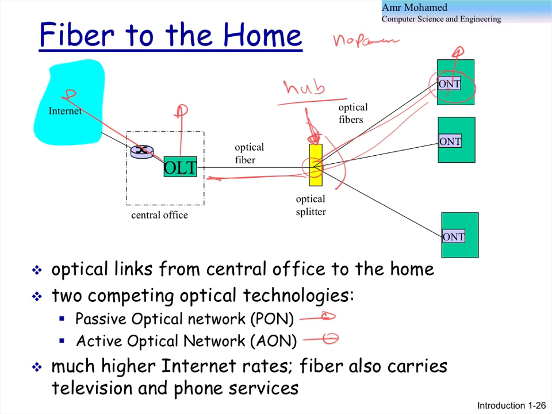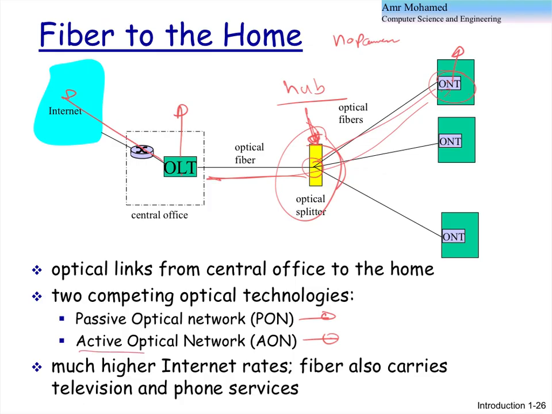Why? Because these optical splitters are buried in manholes. You might have seen that. When they activate the network in houses, close to your house you will see a manhole. The guy goes into the manhole and physically connects the cable coming from your house to the hub. That's it. He does not provide any power or energy or anything. So the optical splitter here is essentially a hub.